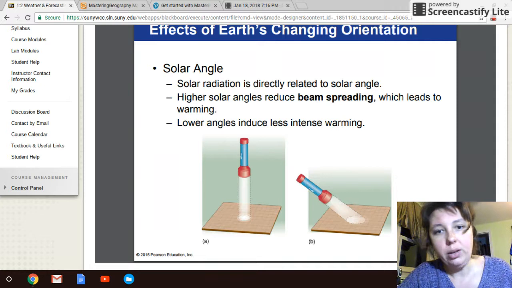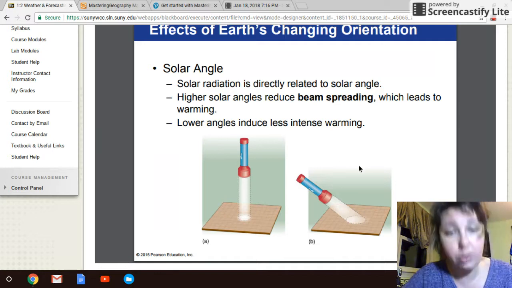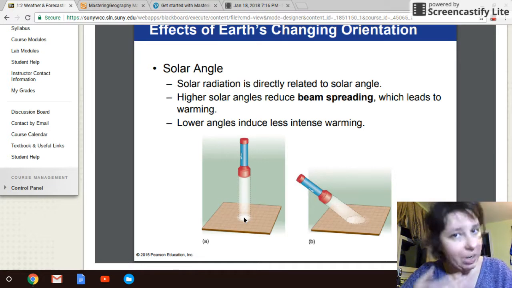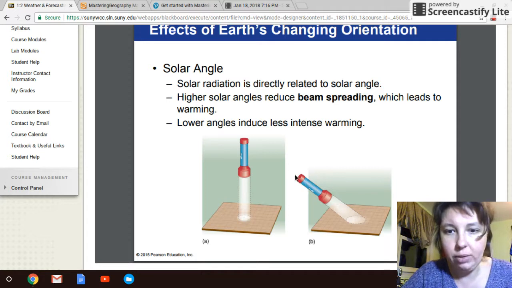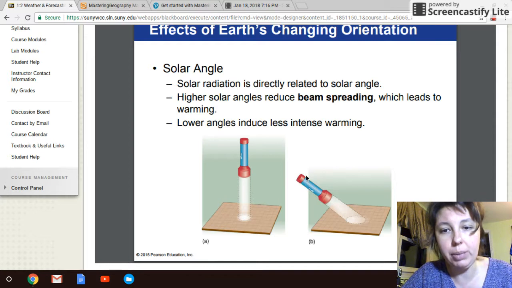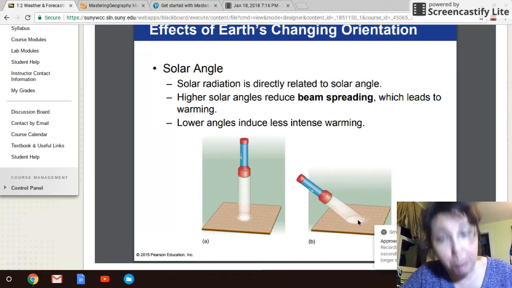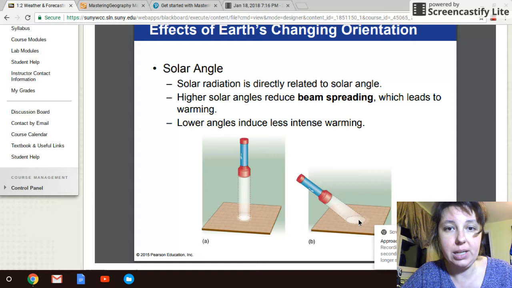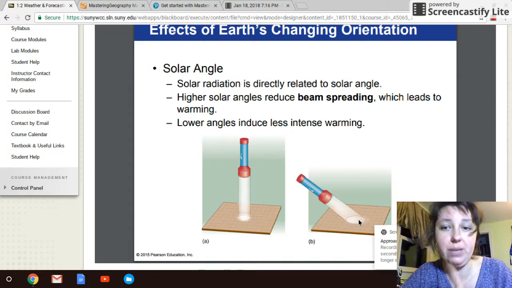Talking about solar angle, obviously if I take a flashlight and shine it directly down at a 90-degree angle, so in picture A is a 90-degree angle, my light beam will be very concentrated and have a lot more energy to it than if I take that light and turn it to an angle, so that it's on a plane, and then my light has to be spread out more, so it's more spread out, and the light itself is less intense. So this has to do with the intensity of the amount of energy received at any given spot.